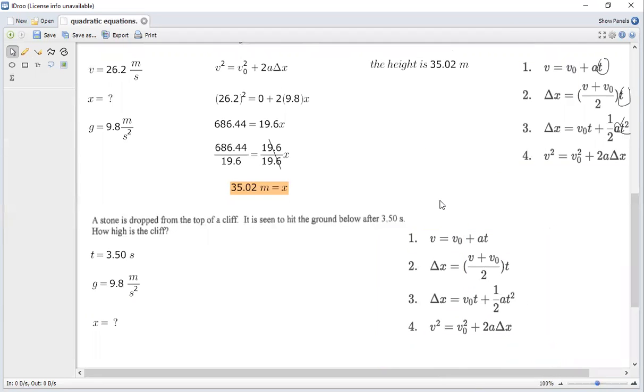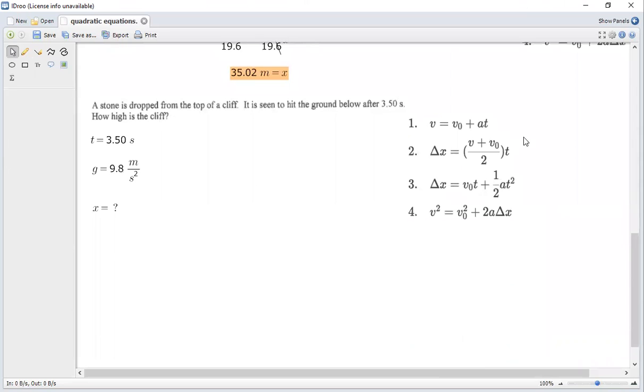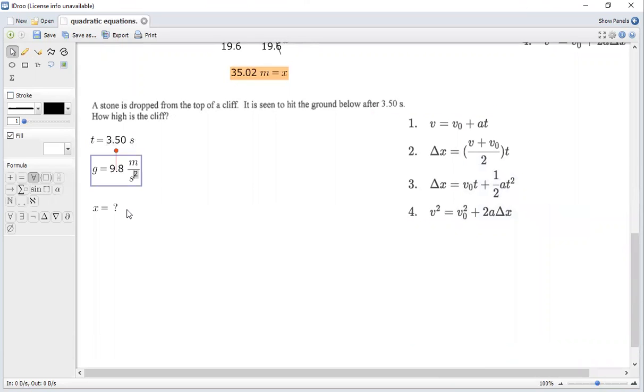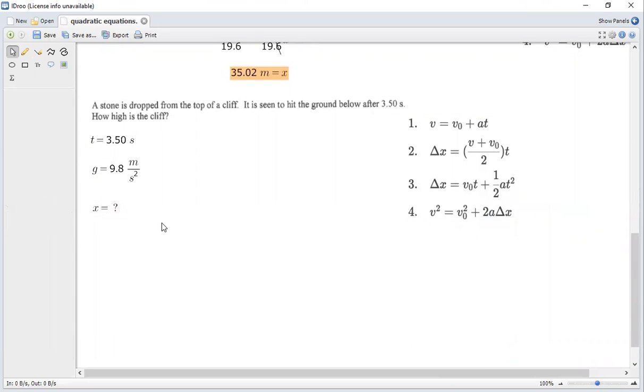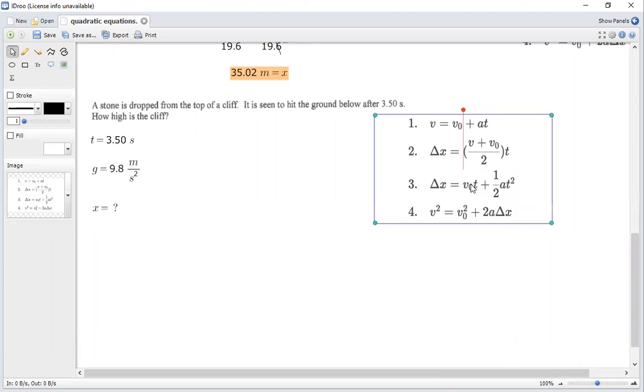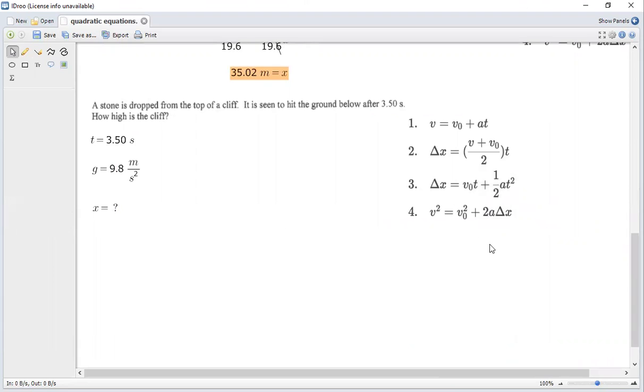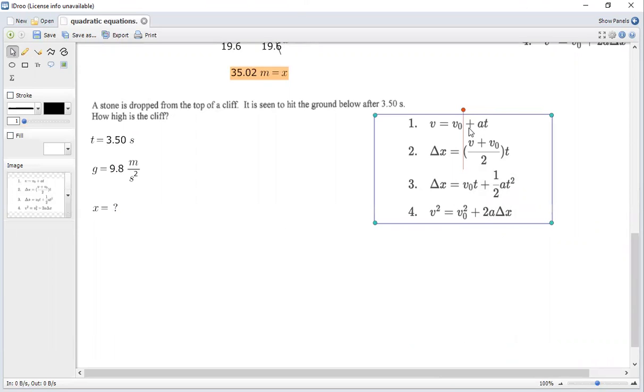Here we have the formula. Now analyze. Look, we have time, gravity, and we need to look for X. So this one, the number 4, we can't use because we don't have velocity. Number 3, can we use number 3? I think the number 1. Number 1, but number 1, we don't have velocity. Yes, it can be number 3.